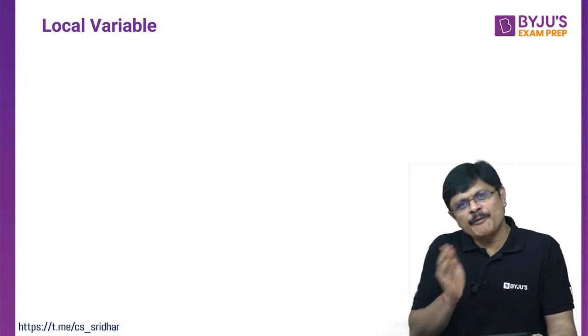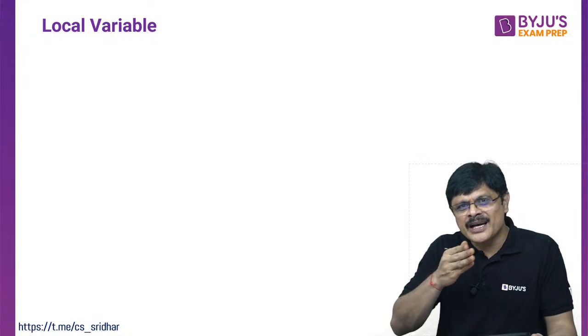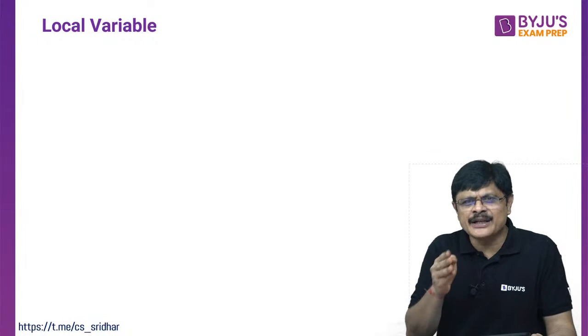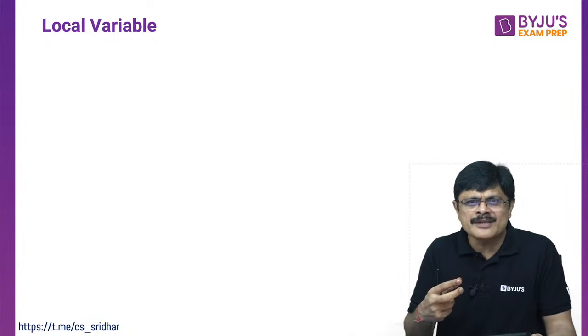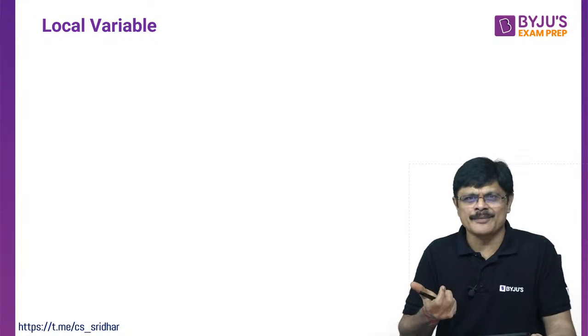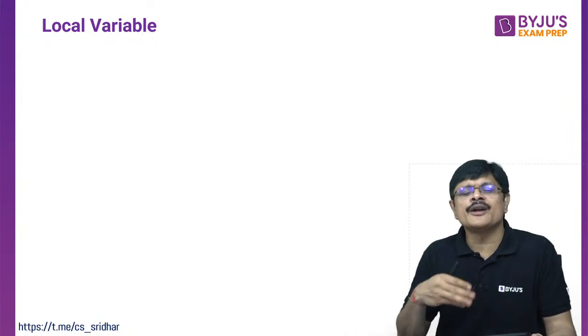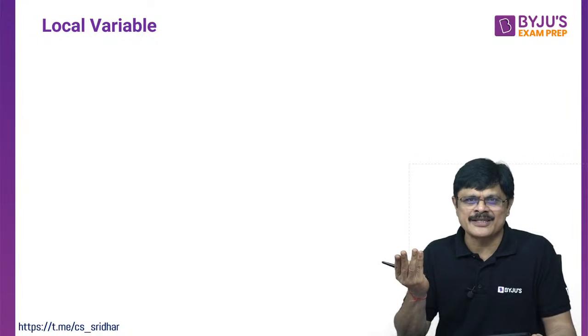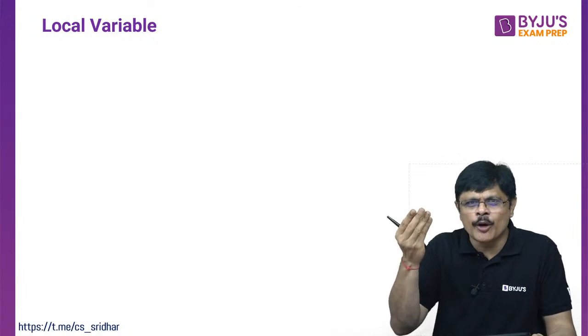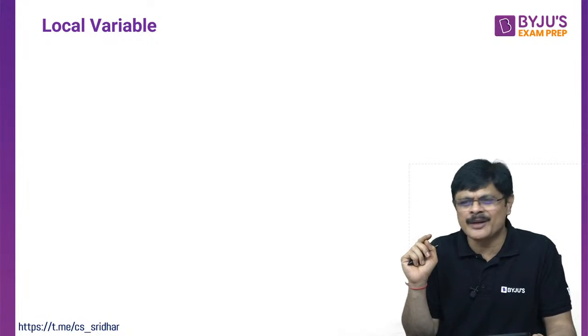Now, before actually getting into storage classes, we need to understand these two kinds of variables. One is called local variables and the other is called global variables. By default, local variables are auto variables and by default, global variables are external variables. Any variable which is global is considered an external variable, my dear friends.